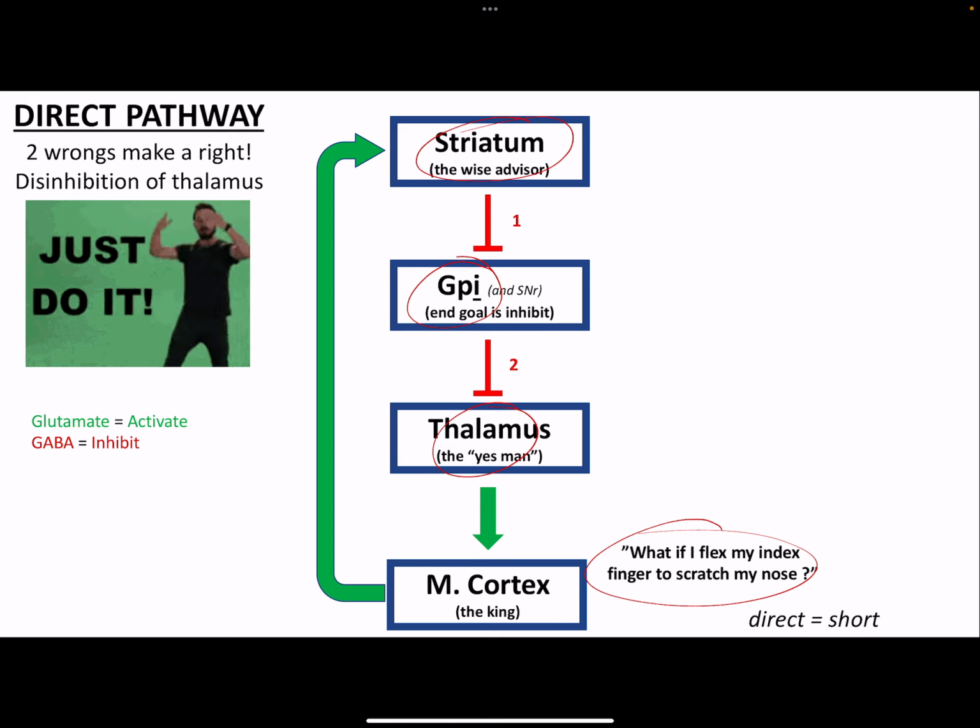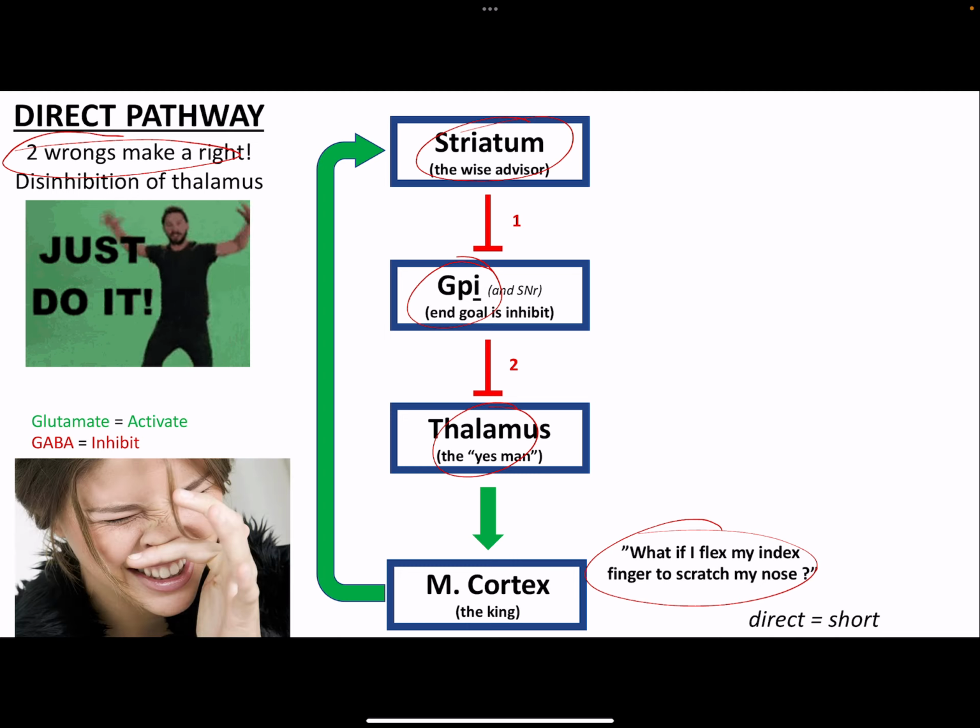The GPI is trying to inhibit movement, but if the striatum inhibits it, boom, you get movement. I was just thinking of it like two wrongs make a right. Again, green is glutamate, activate, red is GABA, which is inhibit. And so, boom. So do we want to flex our nose if we're going to scratch our nose? Yes, that is actually a smart course of action.